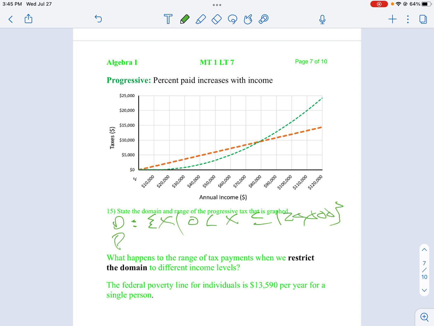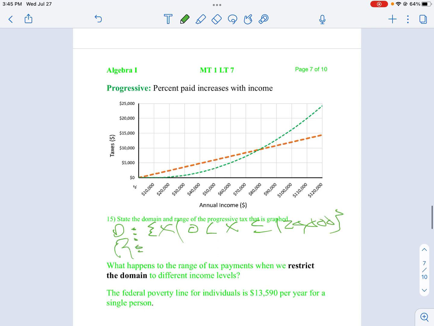Now, for my range for my progressive tax, it's going to be the set of y such that 0 is less than y, and it looks like I get up here to just a little less than 25,000. So I'm going to say 24,000. So it's less than or equal to 24,000. Now, I never said what the percentage was, so you're going to have to guess and check on that. Now, depending on how much income you have, will depend which system of taxes you think is the fairest.